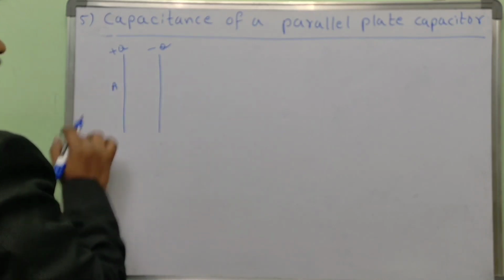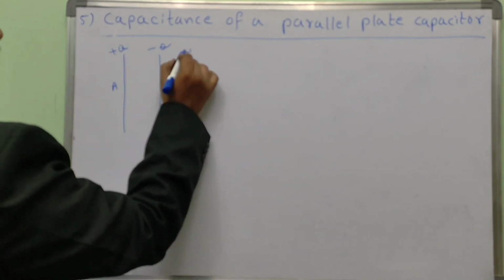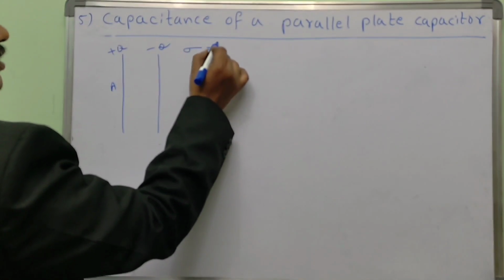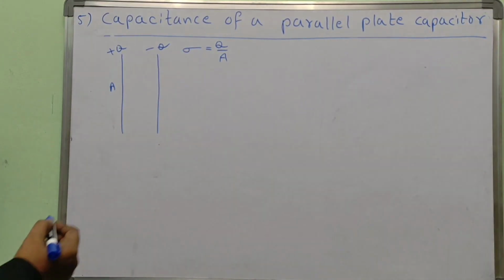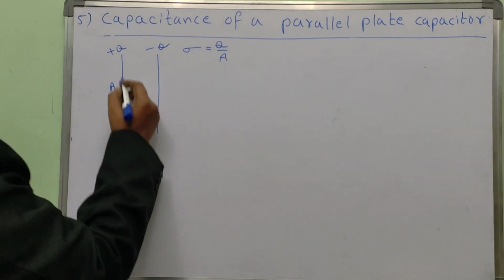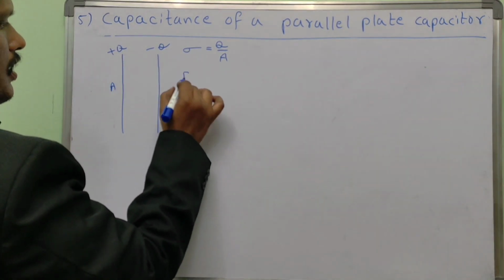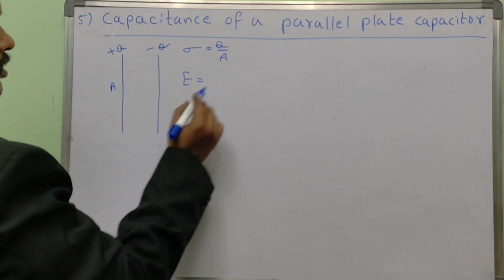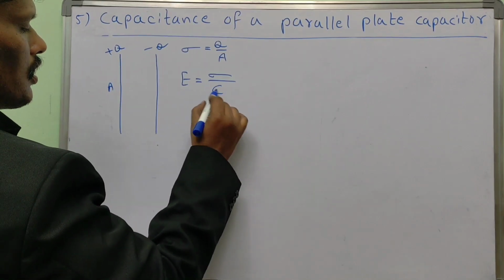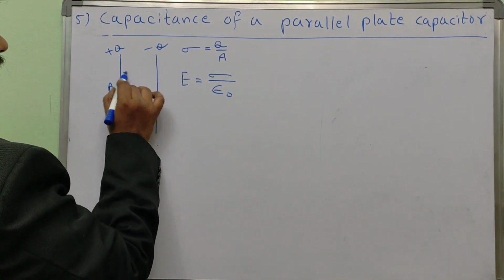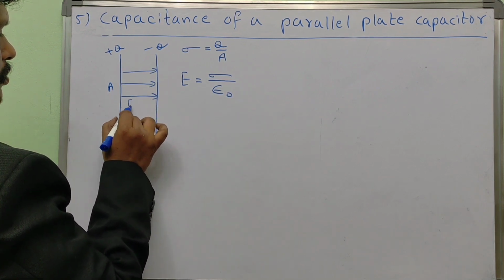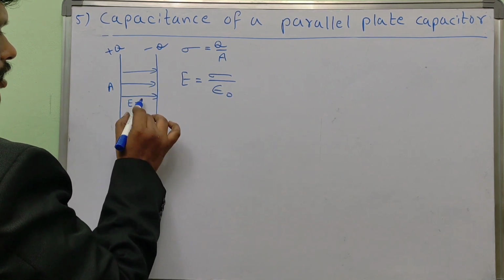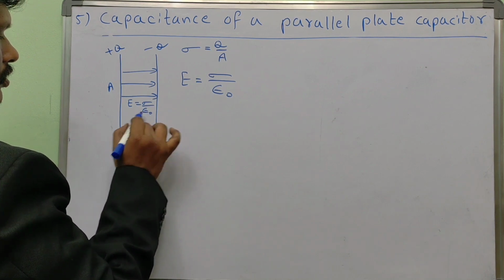Each plate has area A. Then what is the surface charge density of the plate? Charge per area. What is the electric field between the plates? Sigma by epsilon naught. So there is an electric field from the positive plate to the negative plate. That electric field value is sigma by epsilon naught.